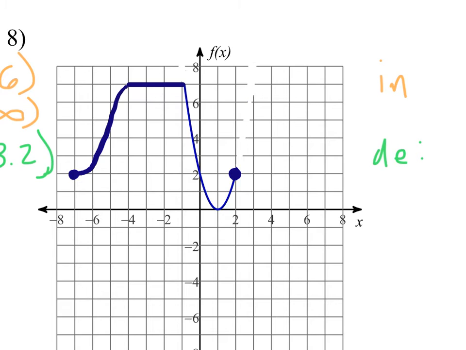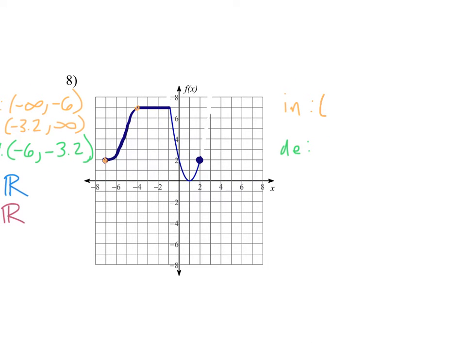Our graph starts off increasing from negative 7 to negative 4. Then we're constant from negative 4 to negative 1, which we could put that interval for constant, but it doesn't ask us for it, so we can just skip that. And then we start decreasing from negative 1 to positive 1. And then our graph ends increasing from positive 1 to positive 2.